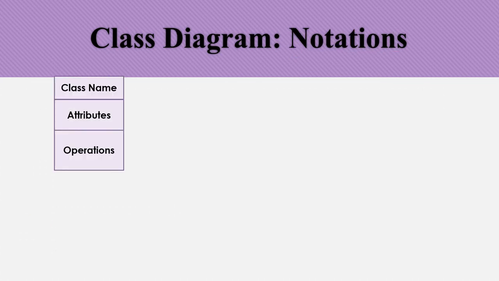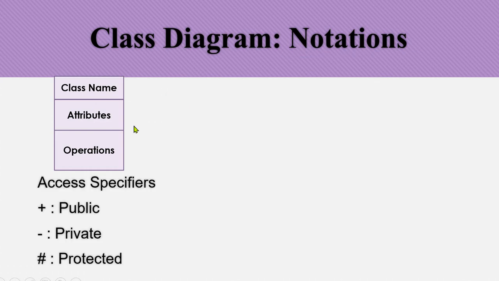So let's have a look at the notations used for the class diagram. First of all we have the class. A class is represented with the help of three compartments. The class name is at the top, so the first compartment is the class name, and next we have the attributes. Third is operations, meaning the functions included in the class, and the class members, meaning attributes and operations, are defined with the help of access specifiers.